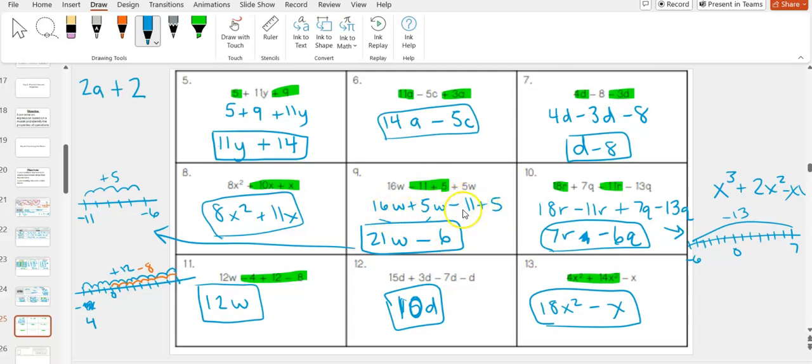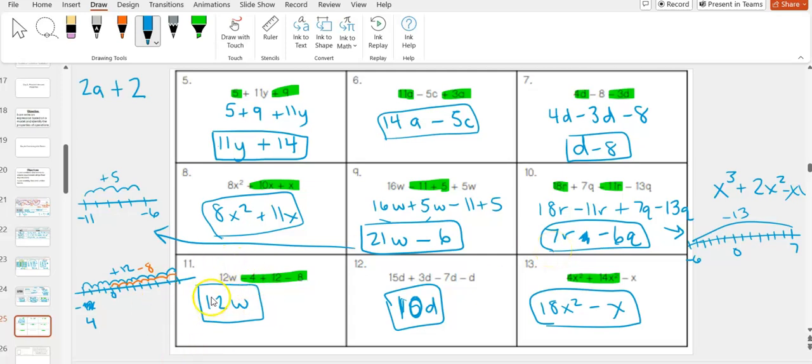So here I had a negative 11 plus 5. We haven't done that, and we did on a number line a long time ago. So I drew a number line. I put negative 11 on here. I added 5 to it and I got to -6. And that's how I knew that this was a -6. 21w take away 6. In this one, I had to use a number line again. I had 7q and I had to take away 13q, and I got to -6q. So that's my answer here.